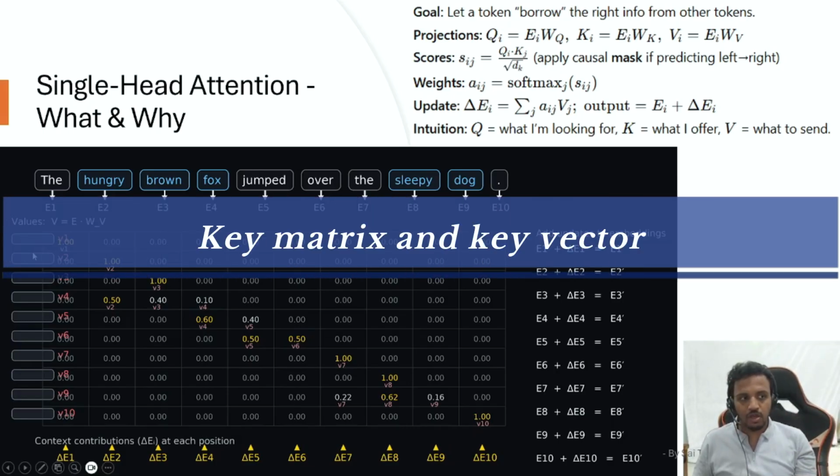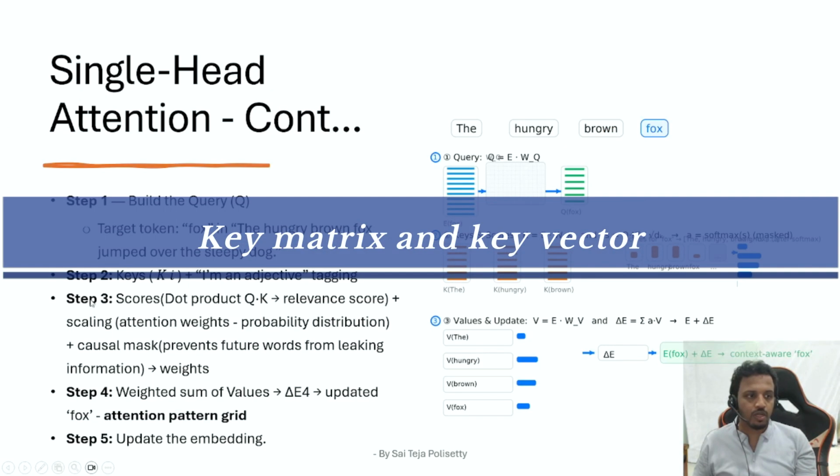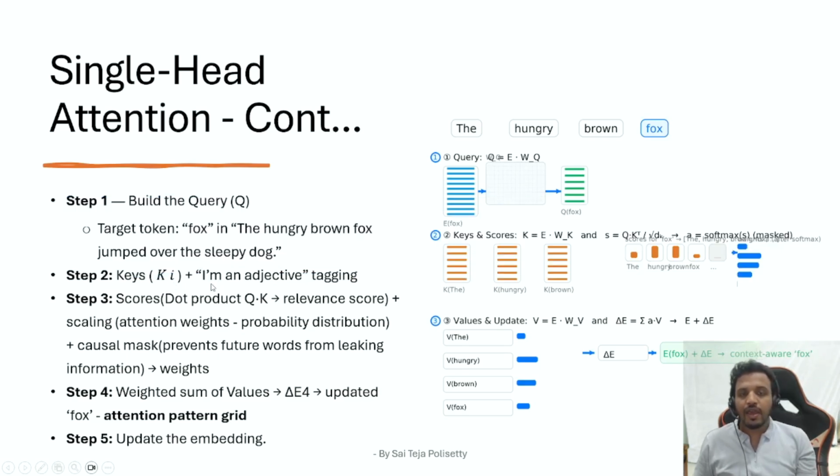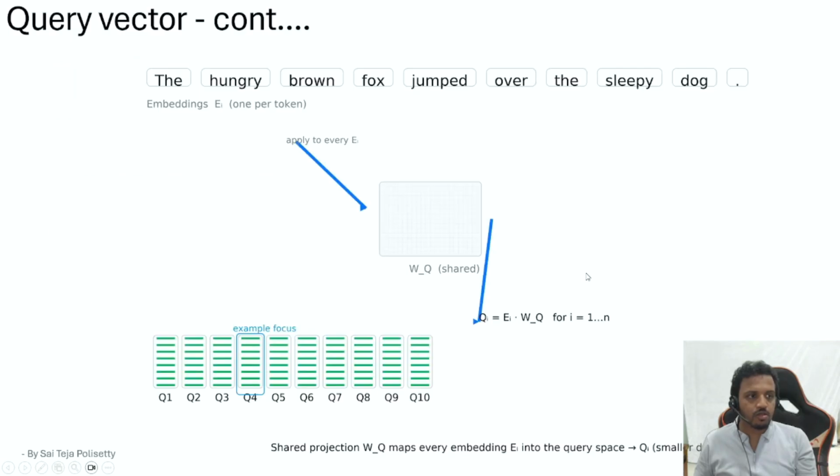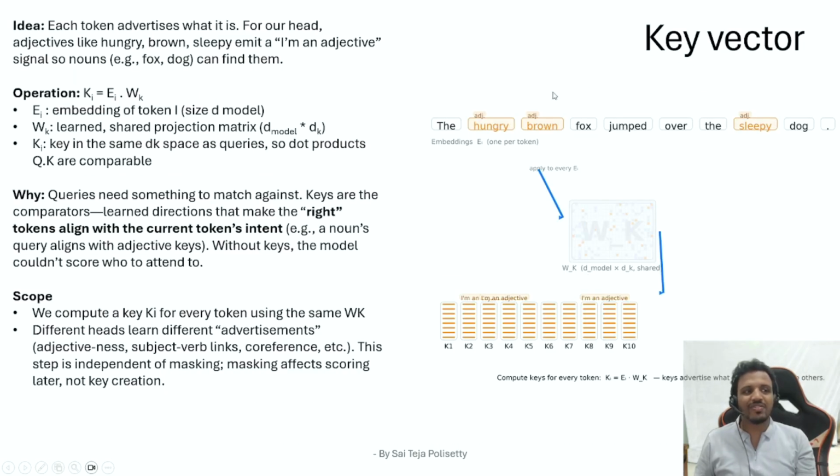Okay, now let's focus on the step 2. And step 2 is keys vector, which is basically answer saying, hey, I am an adjective, answered by who? The hungry. Answered by who? The brown, or not the brown, brown. Okay, so let's go to the step 2, which is key vector. So what is key vector? What is the idea? It basically is going to answer the question. What was the question asked? Hey, is there any adjective before me?